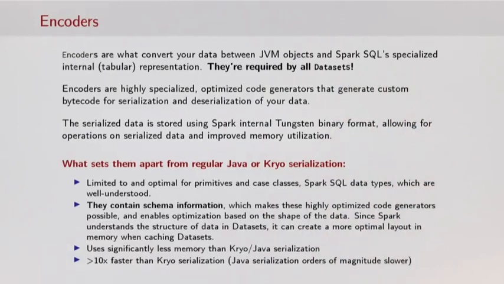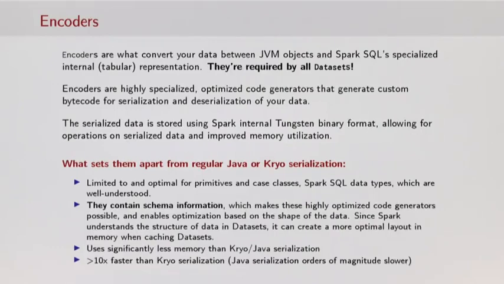And I mentioned this at the very beginning of the session, but these encoder things are required by datasets. So every dataset has encoders to go along with it. And these encoder things are extremely specialized, optimized code generators that generate custom bytecode for serialization and deserialization of your data, and they do it all in this special internal tabular representation that we heard about. And this special representation is Spark's internal Tungsten binary format, which allows these operations to happen on already serialized data, which actually greatly improves the memory utilization, so we can put more stuff in memory and we can not have to unpack so much of it, basically.